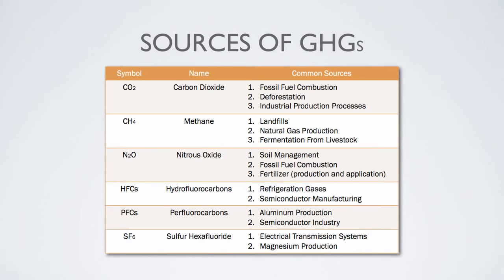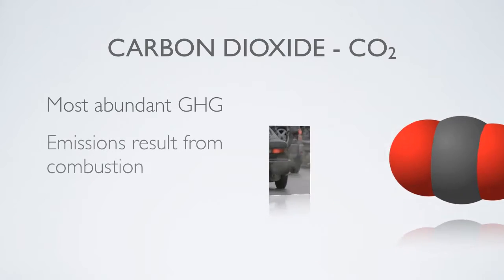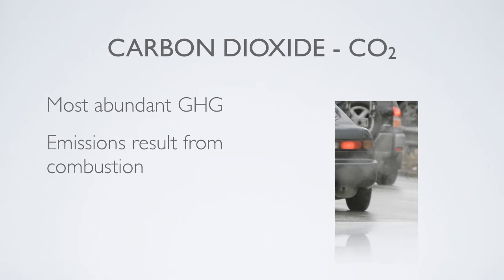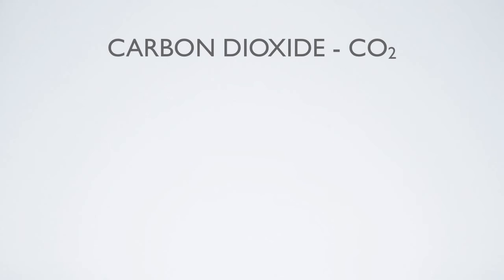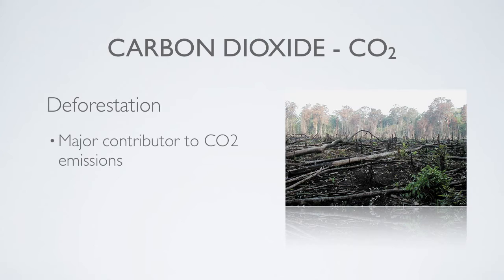Carbon dioxide. The most abundant greenhouse gas is carbon dioxide. Throughout the world, the vast majority of carbon dioxide emissions result from the combustion of fossil fuels, such as coal, oil, and natural gas. On a global level, deforestation is also a major contributor to carbon dioxide emissions. When forests are cut down or burned down, the carbon that is stored in trees is released into the atmosphere as CO2.